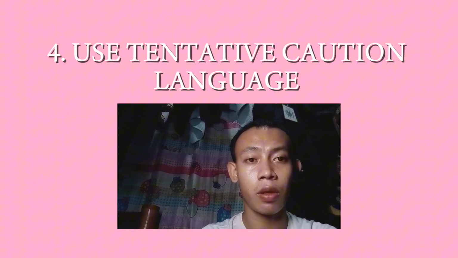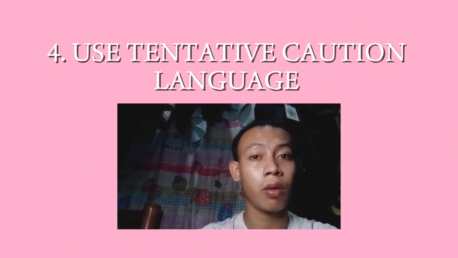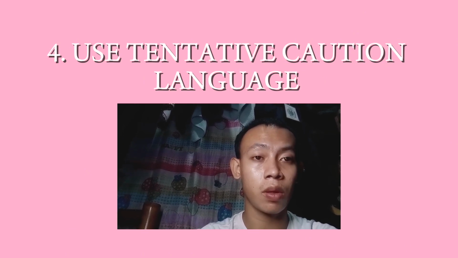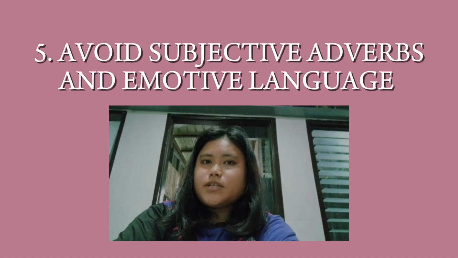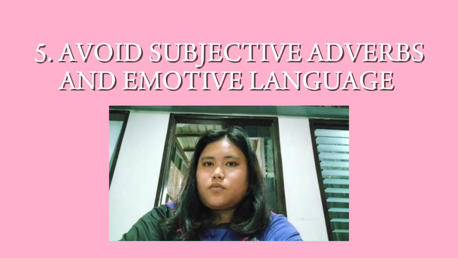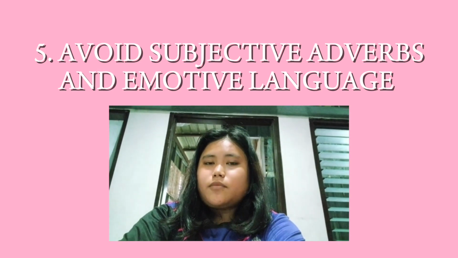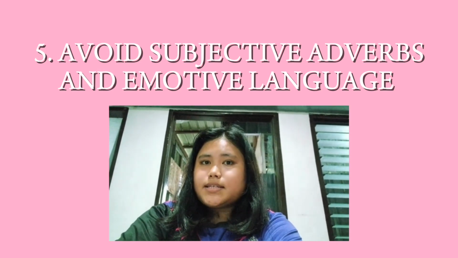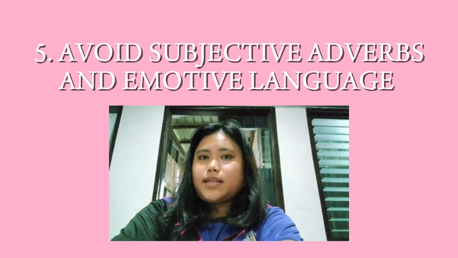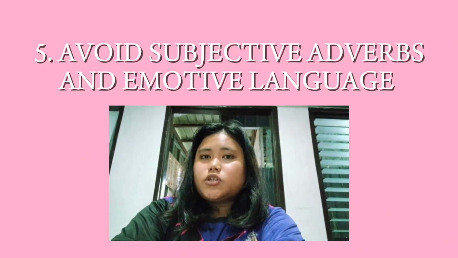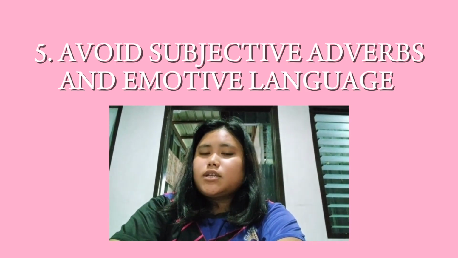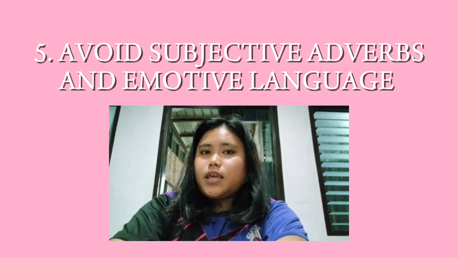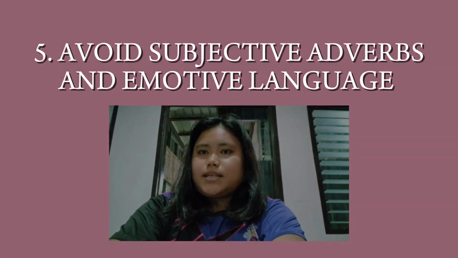These techniques are used to ensure that your writing remains balanced and avoids absolute statements unless they are fully supported. Avoid subjective adverbs and emotive language. Subjective adverbs and emotive language can introduce bias and personal opinions into writing. This can make communication less clear and objective. For example, instead of saying the weather was incredibly beautiful, you could say the weather was sunny and pleasant.